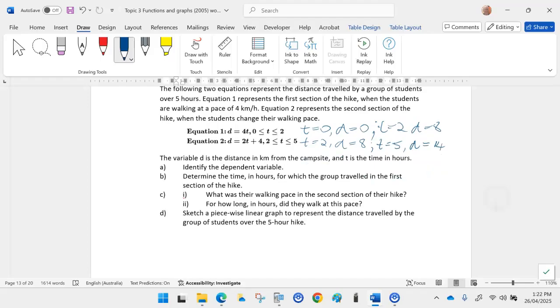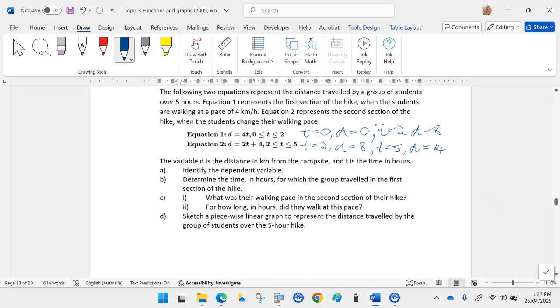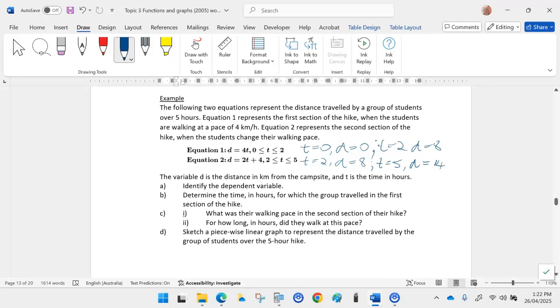Now I can use those numbers in the graph below to sketch what the journey looks like. But let's work through a couple of questions first. The variable d is the distance in kilometers from the campsite, t is in hours. What is the dependent variable?